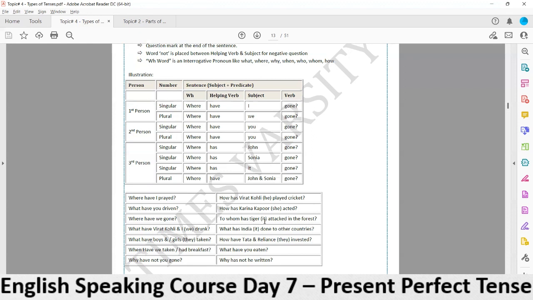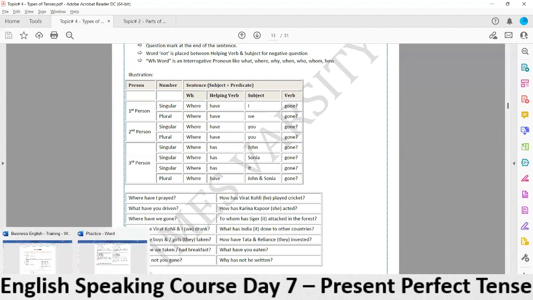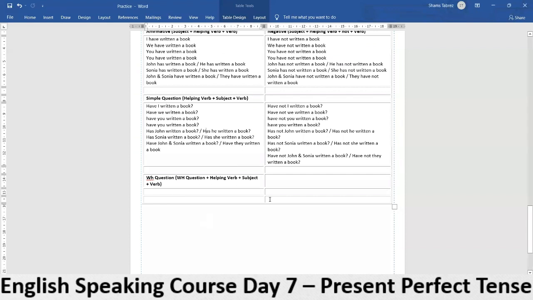To whom has Tiger attacked in the forest? All right. So how have Tata and Reliance invested? What have you eaten? Why has not he written? Why has not? So here, a not word is used. So why has not he written? Okay. So now let's do the practice.